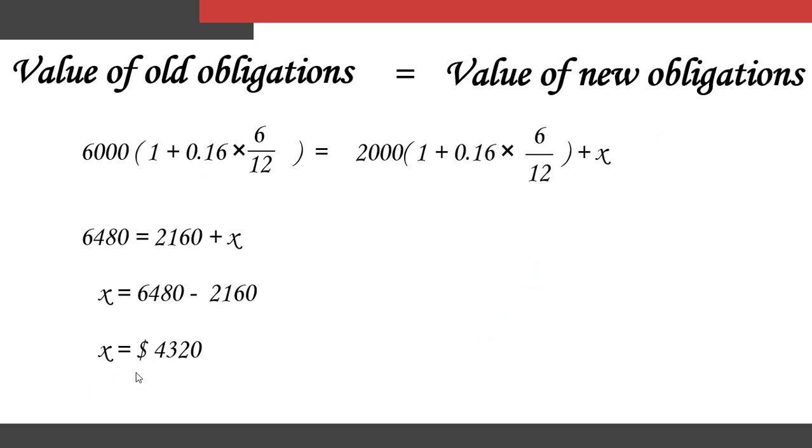So value of old obligations equals value of new obligations. $6,000 times 1 plus 16% times 6 over 12 equals $2,000 times 1 plus 16% by 6 over 12 plus X. So X will be equal 4,320.